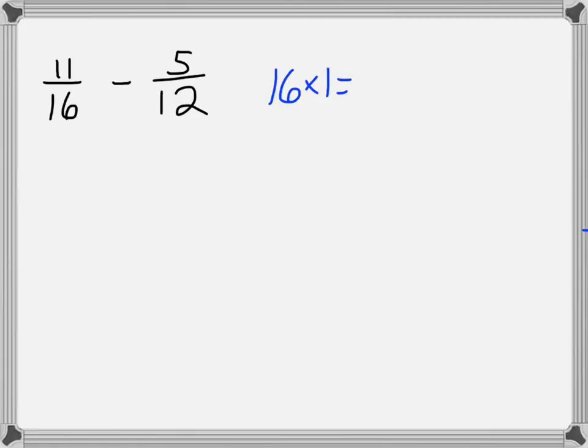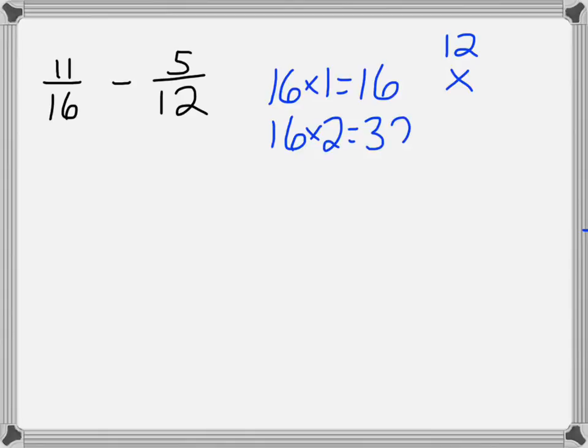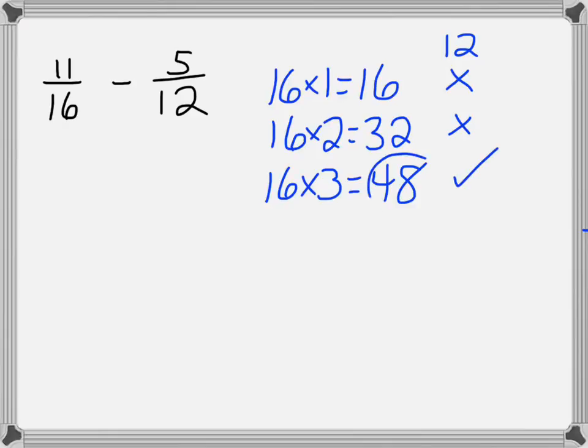Times 1 is 16. And then I need to decide, does 12 divide evenly into 16? It does not. So move up 1. 16 times 2 is 32. Does 12 divide evenly into 32? No. Try again. 16 times 3 is 48. Does 12 divide into 48? Yes, it does. So 48 is our common denominator.